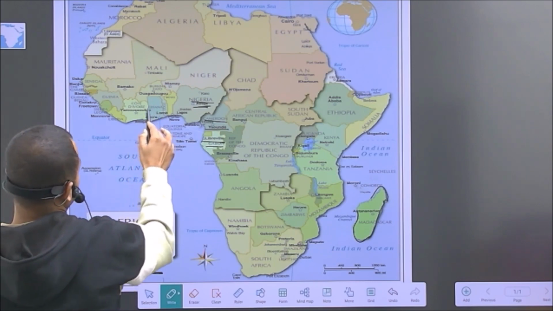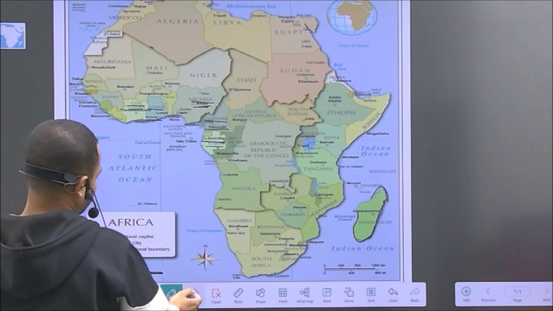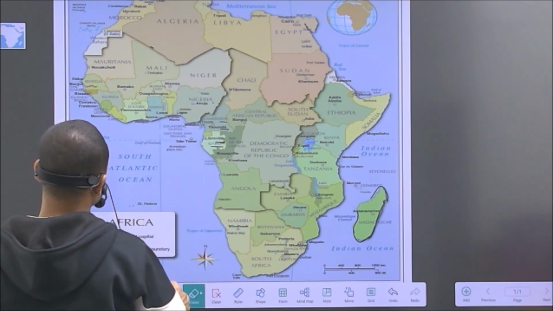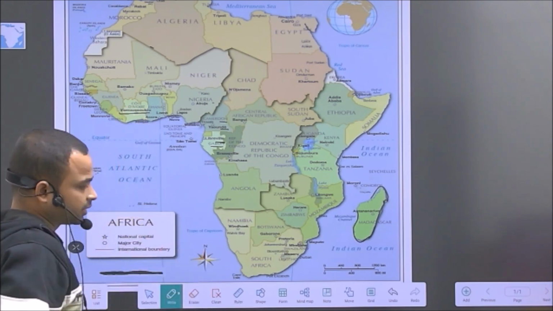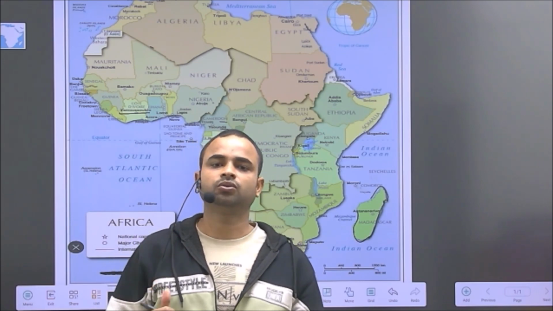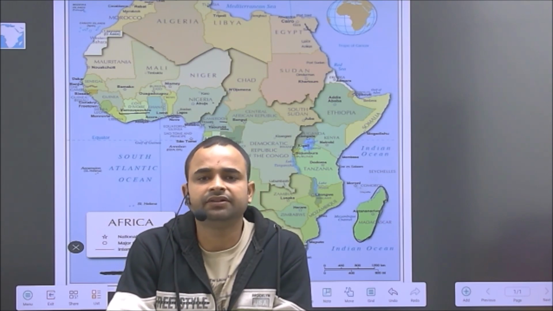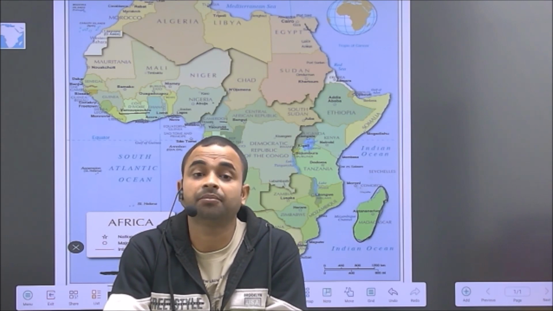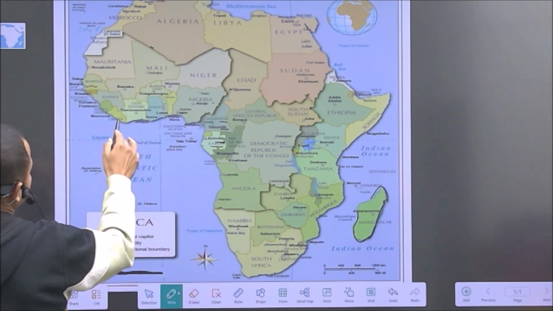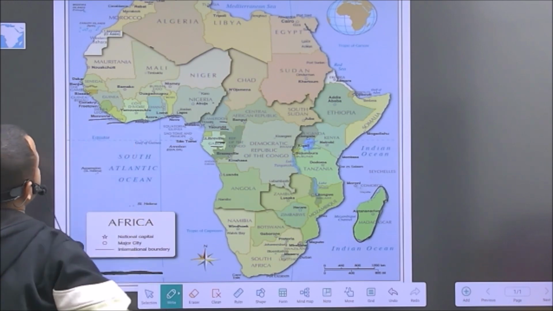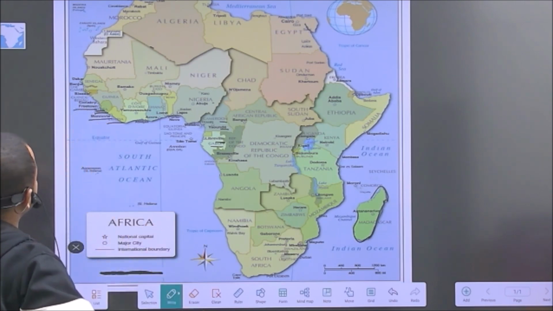Then Ghana, the capital of Ghana is Accra. Cote d'Ivoire is situated here, and Yamoussoukro is the capital of Cote d'Ivoire. Another thing about Cote d'Ivoire: Yamoussoukro is the official capital, but the de facto capital is Abidjan. Liberia. Monrovia is the capital of Liberia. Sierra Leone. Freetown is the capital of Sierra Leone.